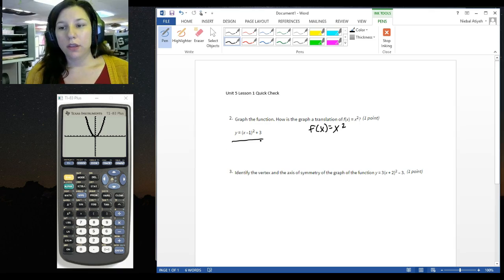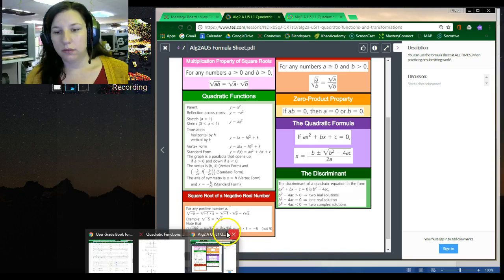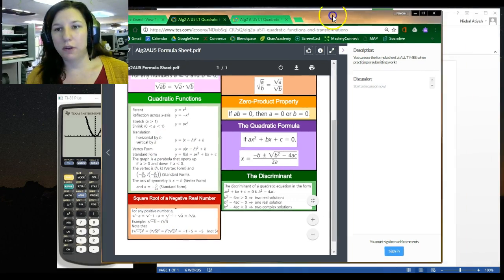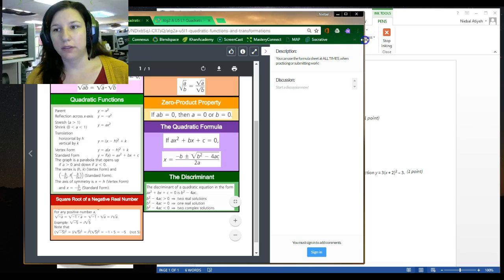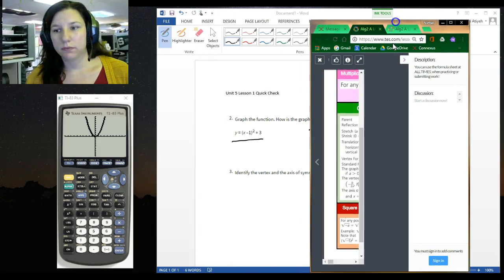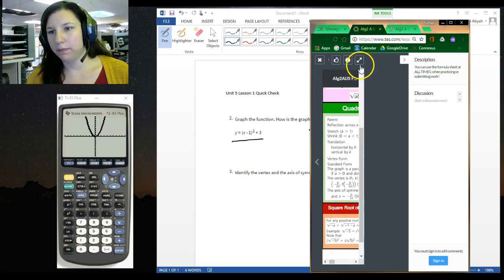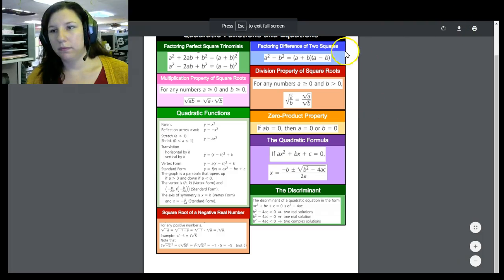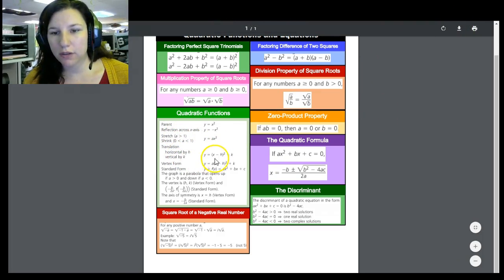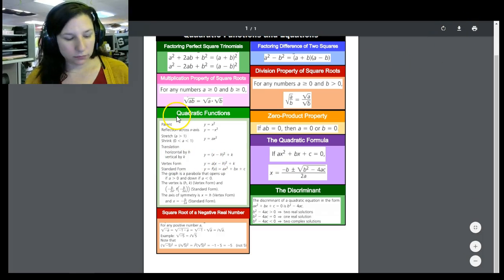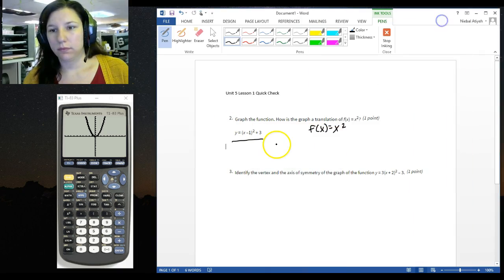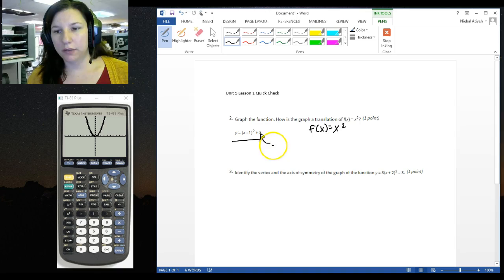Okay, so again, you can use that formula sheet to compare them. Let's see if I can get these on the same page. Maybe not. Okay, so we're looking at the translation. If I want to go horizontal by h, you have to add that number here, and if it's going to go up or down, it's the number right here. So this number is going to be my up-down, and this number is going to be my left-right, okay?